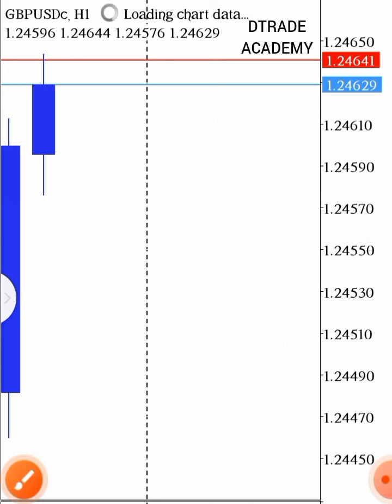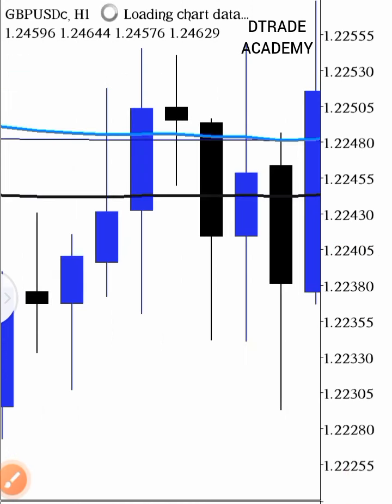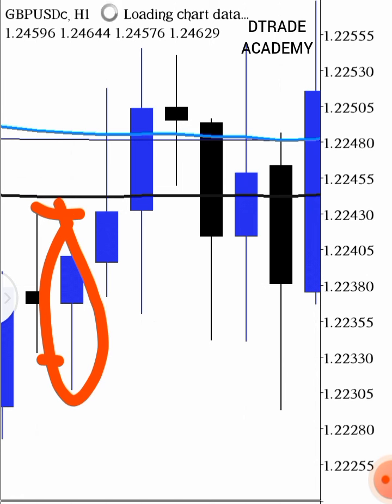So let's go to a live example. Take a look at this. From this candle, you can see the wick overlaps the whole of this candle, and this wick overlaps the next one. This wick overlaps the next one. So there's no room for imbalance.